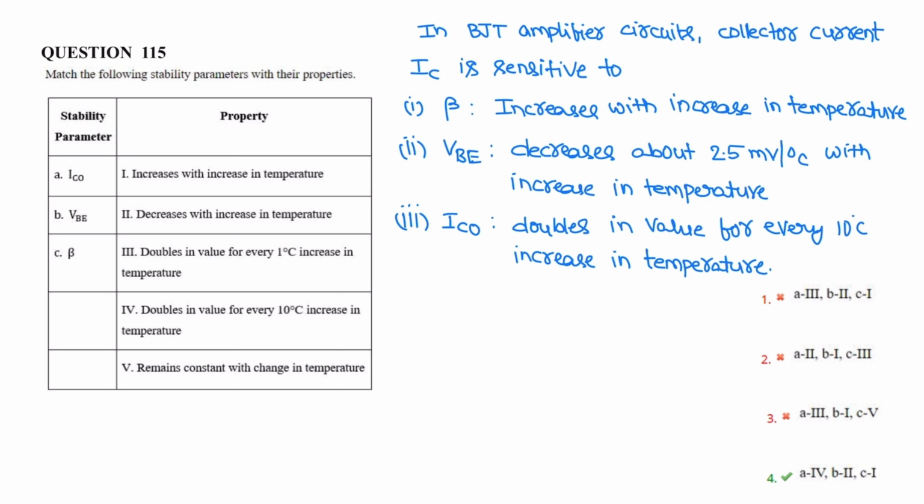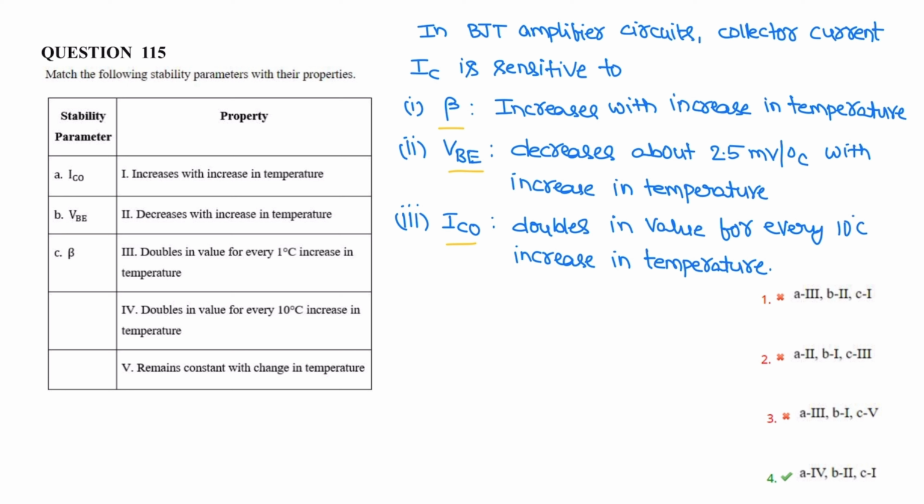Next question. In BJT amplifier circuits, collector current is sensitive to beta, VBE, and ICO. Beta value increases with increase in temperature, VBE decreases about 2.5 millivolts per degree centigrade with increase in temperature, and ICO doubles for every 10 degree rise in temperature. If beta, VBE, and ICO change with temperature, then collector current also changes with temperature.